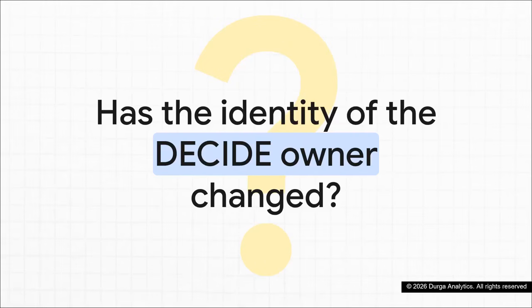So you have to apply this acid test to your own desk. After your so-called escalation process runs, ask yourself, has the identity of the decide owner actually changed? If the answer is no, you don't have an escalation process. You just have a notification process, and your safety net is an illusion.